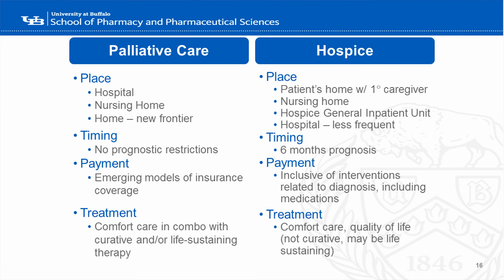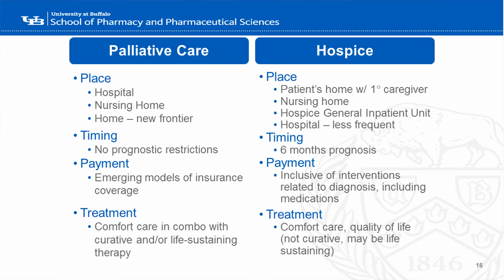Contrasting that with hospice care, where primarily patients are in their own home. That is, surveys have found that most patients would prefer to be in their own home at time of death with their family around them. Hospice also occurs in nursing homes, and in more and more hospices, they have a general inpatient unit, a separate facility that focuses just on end-of-life care. And hospitals do take care of hospice patients, but that is becoming less and less frequent.